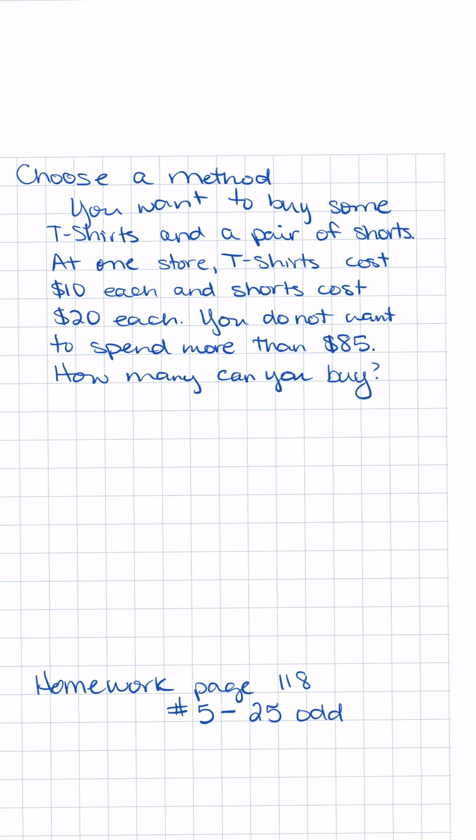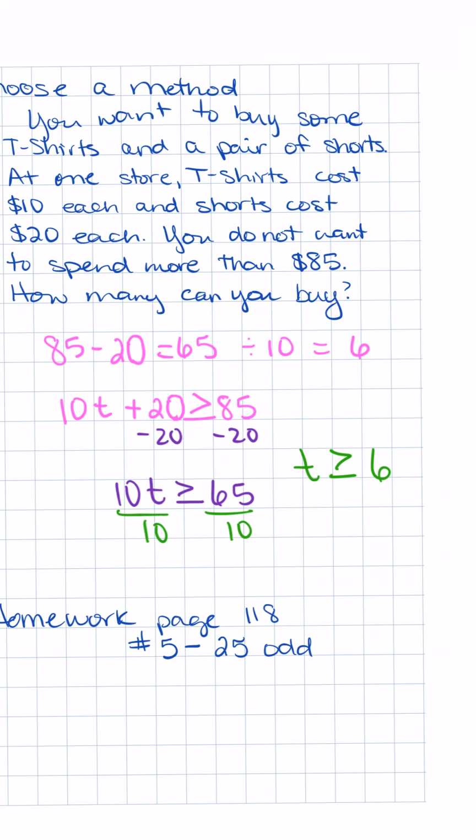So go ahead and try this one on your own. You want to buy some t-shirts and a pair of shorts at one store. T-shirts cost $10 each and shorts cost $20 each. You do not want to spend more than $85. How many can you buy? Okay, so you could have done, there's $85. I'm going to buy one pair of shorts, so that's $20. So I'm left with $65 divided by 10 equals 6.5, but you can't buy a half a shorts or a half a shirt. So 6 is the most you could buy.